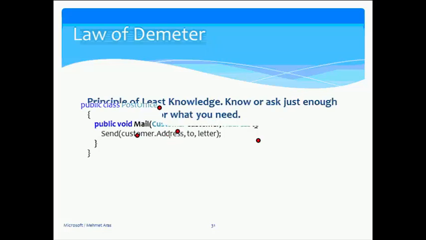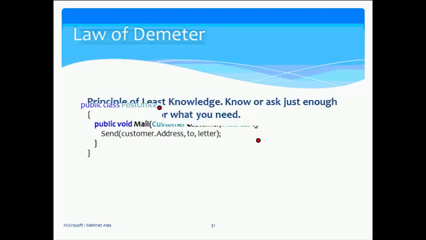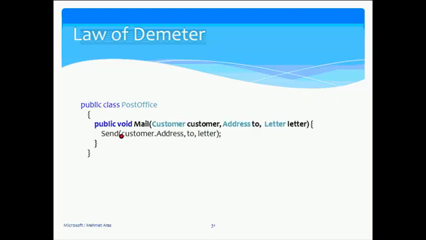So in order to know the from address, I'm asking the customer. But I don't need anything else from this customer. All I need is the address. I'm unnecessarily tying myself to the customer object. And every time you make a change in the customer object, you are going to affect the post office and its mail method. Now, this dependency is unnecessary. All the send method is doing is reaching into this customer object to grab the address. So why have that dependency on the customer object?